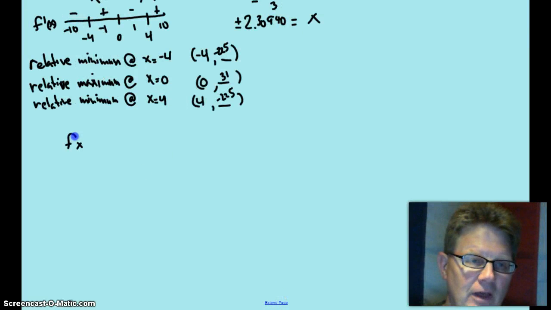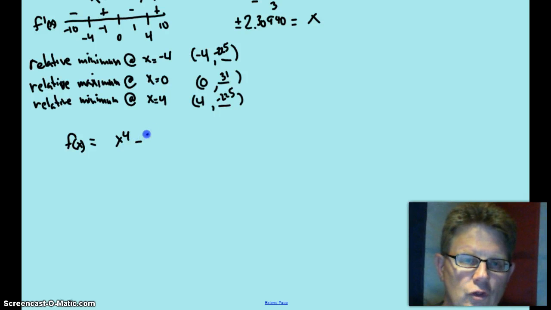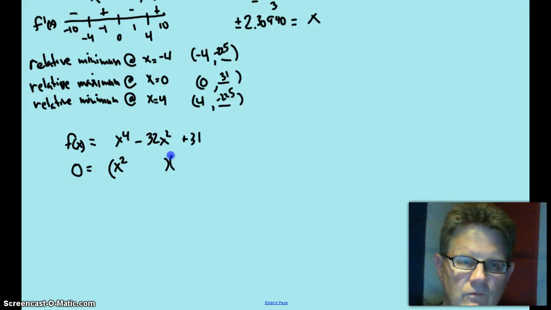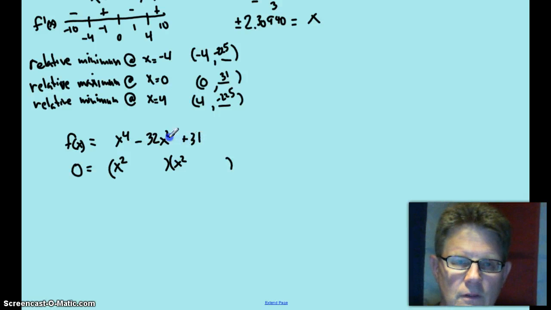So we have f of x equaling x to the 4th minus 32x squared plus 31. Trying to find the zeros. It's a nice factorable function going on there, x squared times x squared. Let me think. 2 factors of 31 that add up to negative 32. How about negative 1 and negative 31?